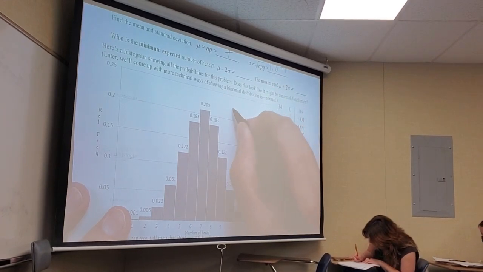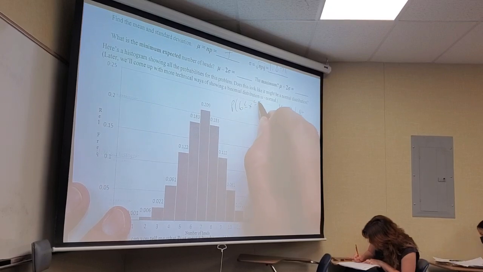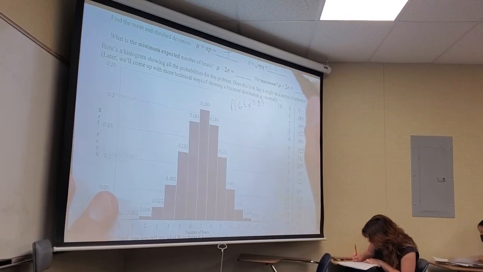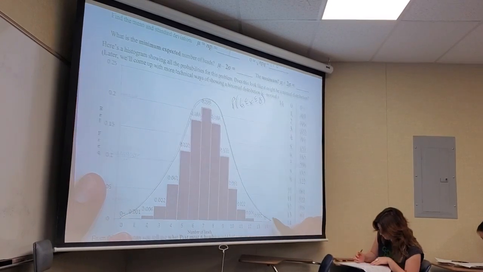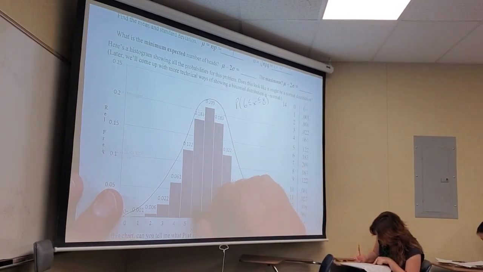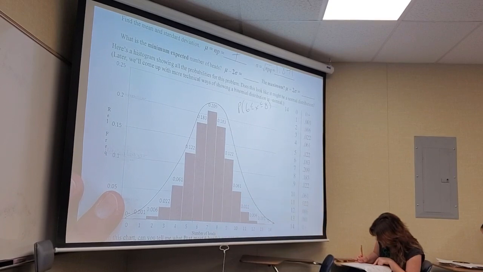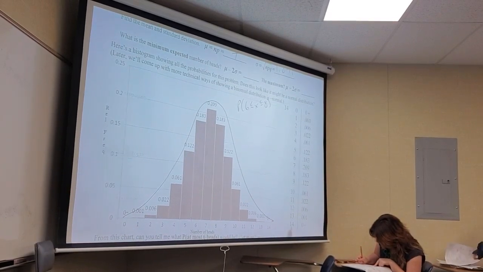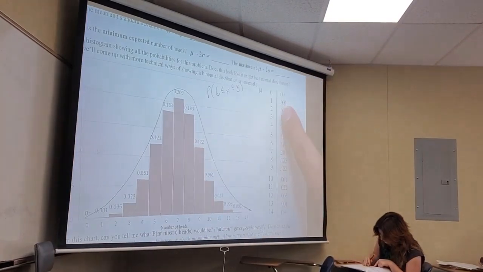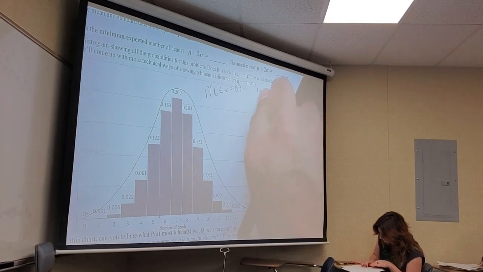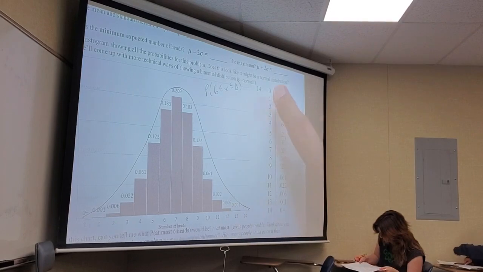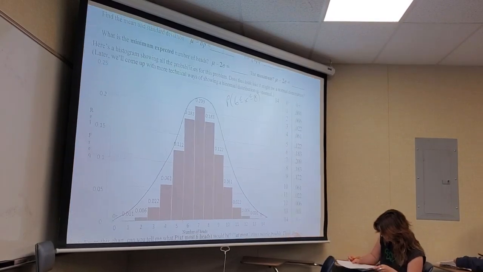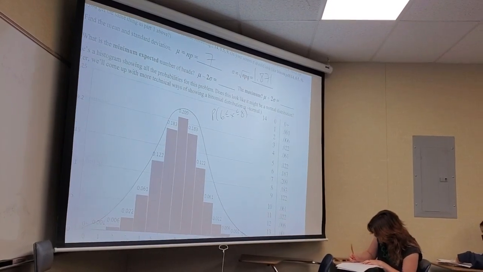If I wanted to know the probability, this might be a little too much, because you're not going to have to be able to do this. Since this is roughly normal, I could use z-scores to figure out probabilities instead of just adding them up. Why would that help me? Because if I had a binomial with n equal to 8,000, do you want to make that chart? No. So it's really nice.